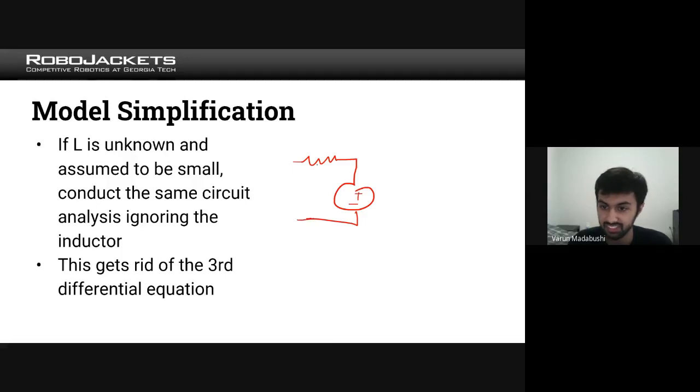So here we just have the resistance. There's no inductive component. And then plus minus VA, E. And then I'm not going to draw the other parts, the mechanical parts. But either way, this gets rid of the equation which has di/dt in it. And you can directly calculate I as I equals (VA minus ω over KV) all over R.